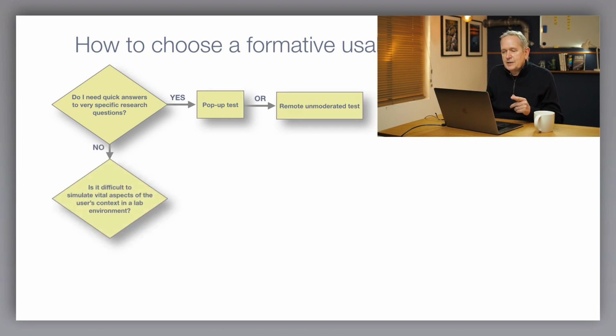If the answer to that question is no, then what I would do next is ask another question, which is, is it difficult to simulate vital aspects of the user's context in a lab environment? So, for example, people might use other products alongside your one, and you're not able to simulate that in the lab. Or maybe people that you're running the test with use assistive technology and it's very highly customized, and you're not able to do that ahead of time. Or it might be that the context of use is particularly noisy or there's lots of distractions.